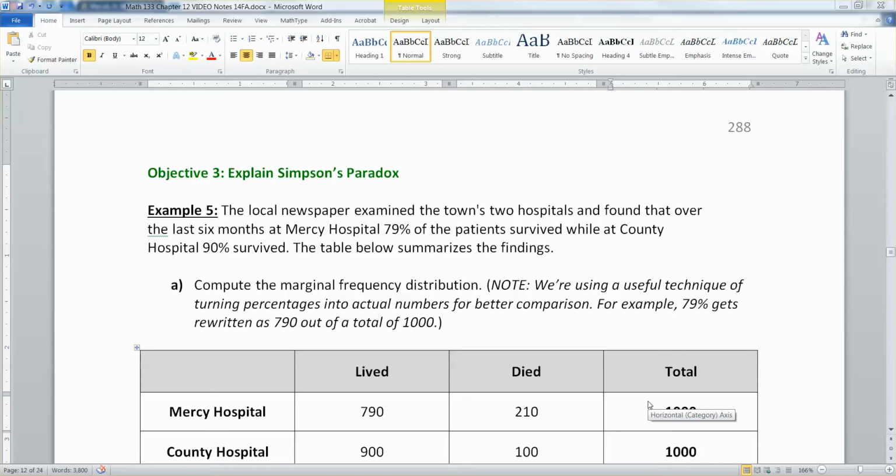So we have the local newspaper examined the town's two hospitals and found that over the last 6 months at Mercy Hospital, 79% of patients survived, while at County Hospital, 90% survived. The table below summarizes the findings.